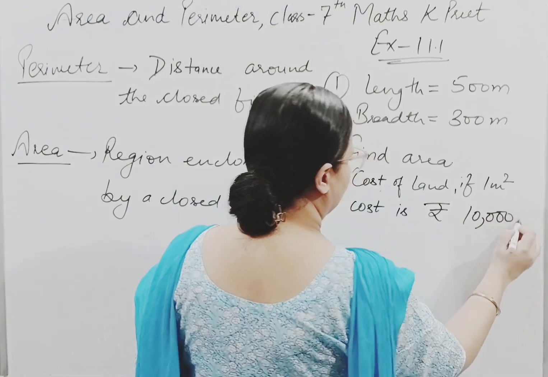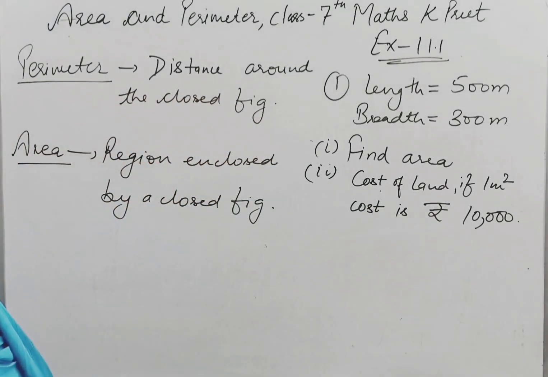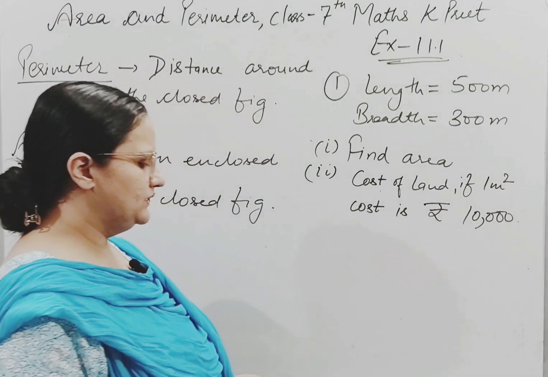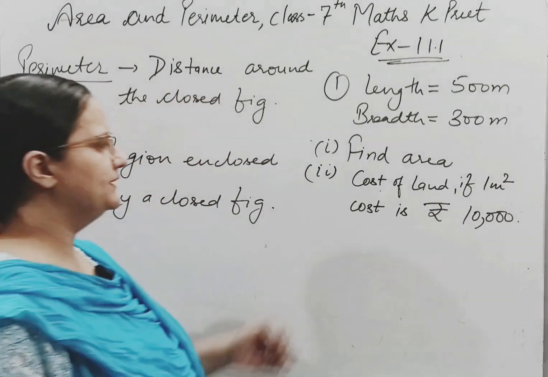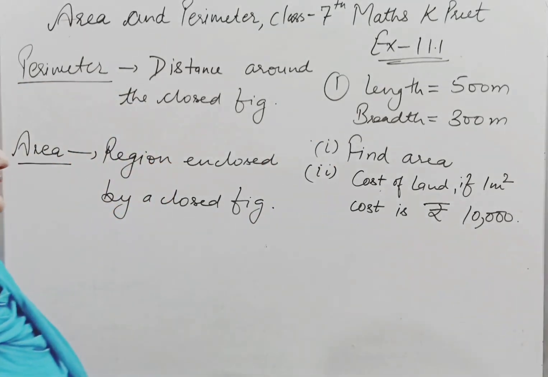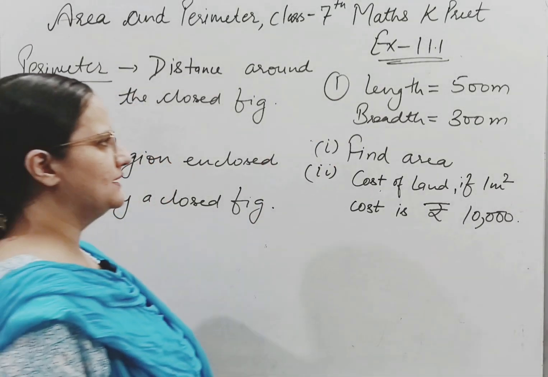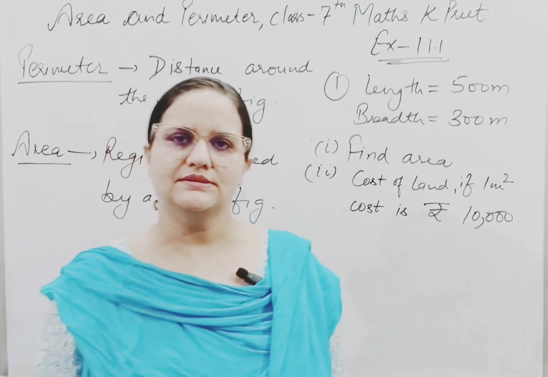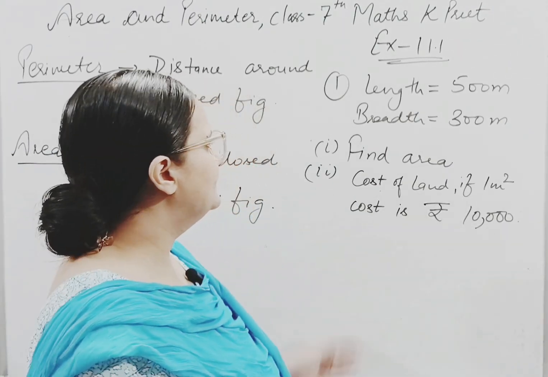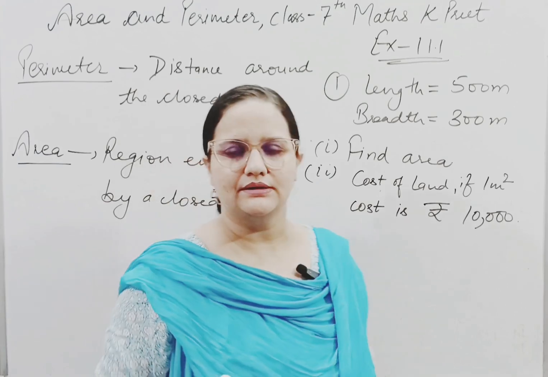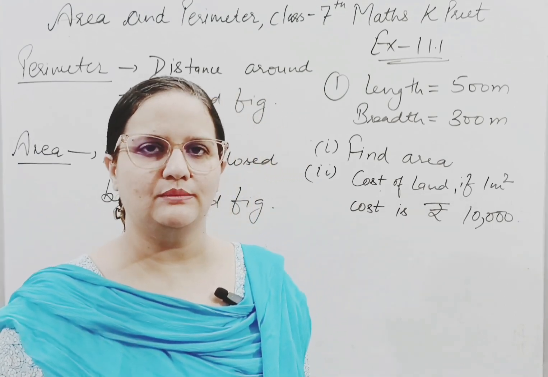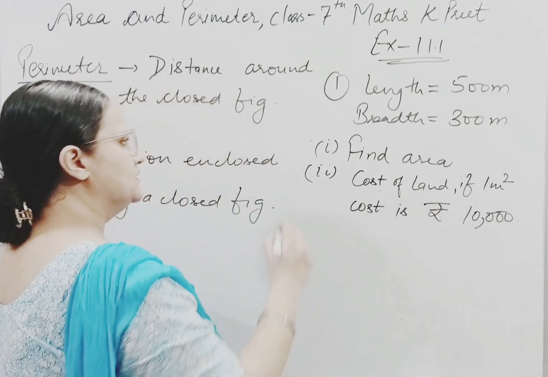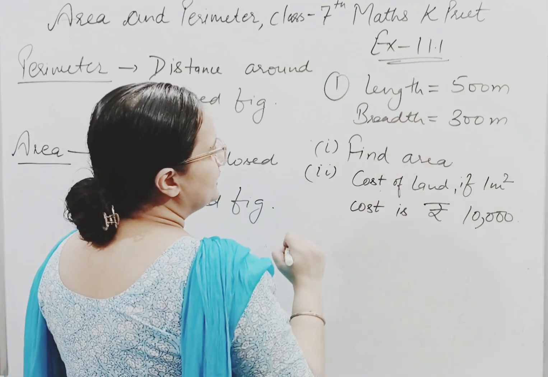We will see here. So this is question number 1. Here we are given a rectangular piece of land with length 500 meters, breadth 300 meters. Find its area. Even if the word rectangular is not mentioned in the question, it is understood that length is 500, breadth is 300, both are different, so it is talking about a rectangular thing. Fine. So length is 500, breadth is 300 meters.